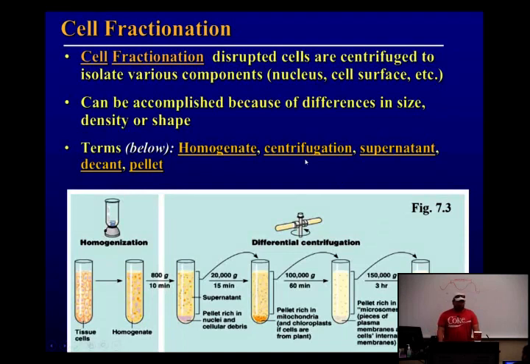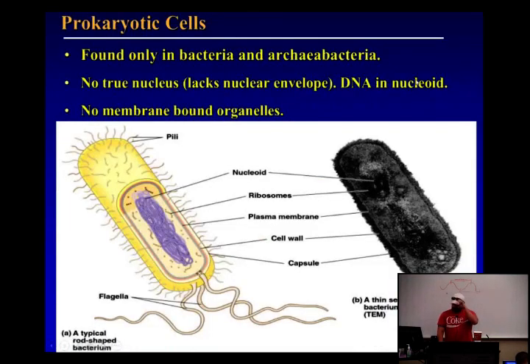So centrifugation, you know what that is, right? We separate things based on mass because we spin it, which increases the force of gravity. Supernatant, decant, do you know what that means? It means to pour it off. So that's what you guys did. And then the pellet.